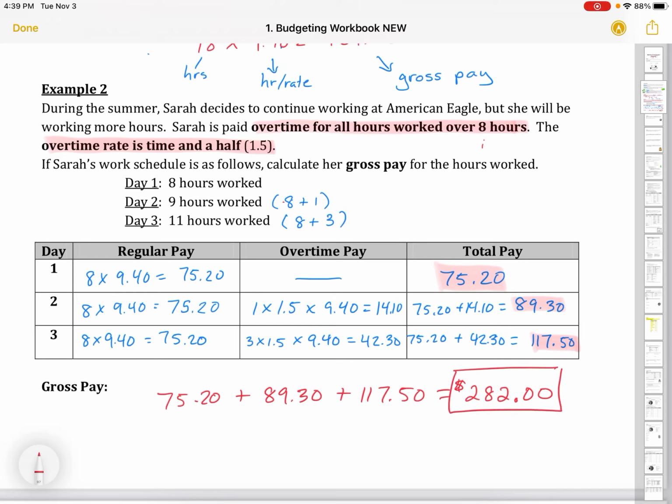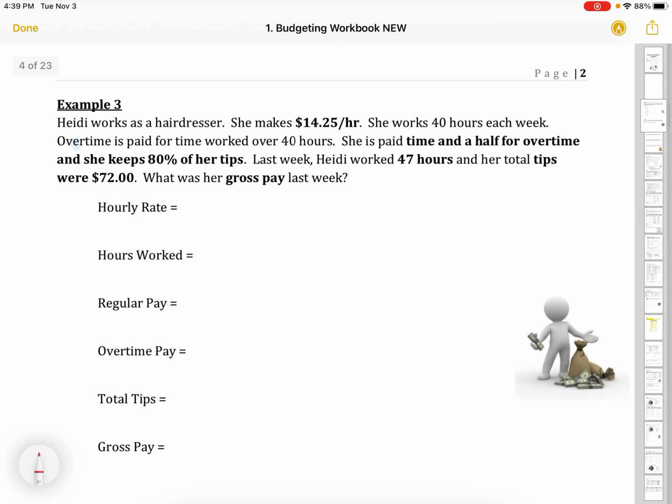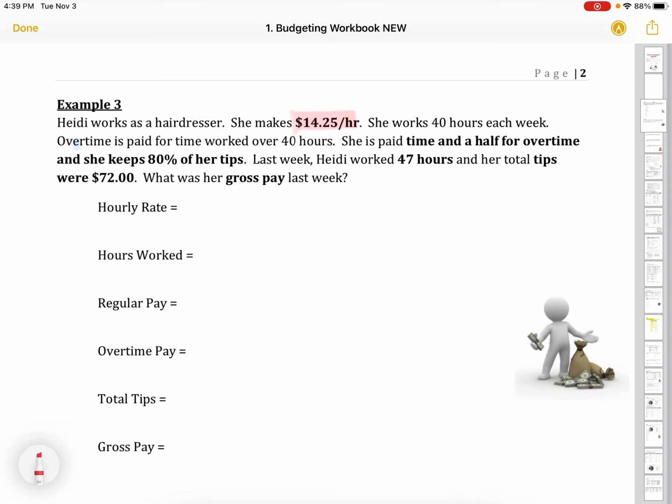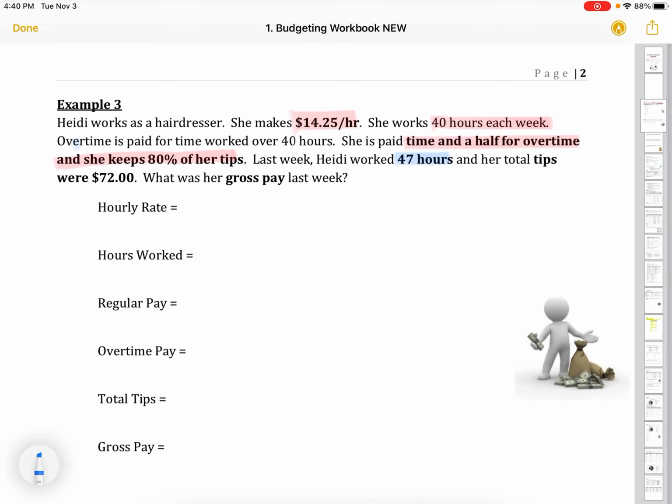Alrighty, now let's do a few more different examples, and then you can practice figuring out how much money people are making. Let's look at Heidi. Heidi is a hairdresser. She makes $14.25 an hour. You can tell this book is a little old because our minimum wage is more than that. She works 40 hours each week. Overtime is paid for time worked over 40 hours, and she's paid time and a half for overtime. She also keeps 80% of her tips. Last week, Heidi worked 47 hours, and her tips were $72. What was her gross pay?